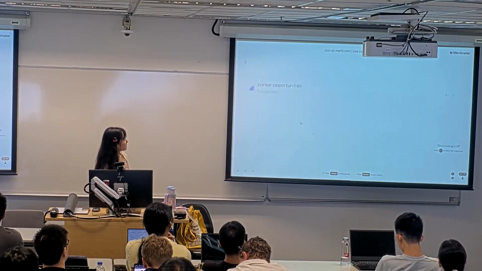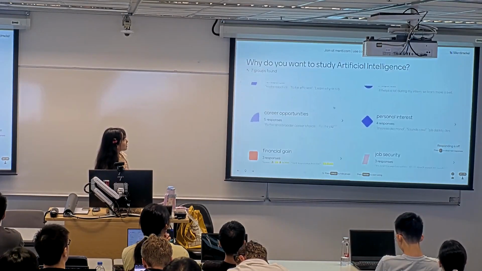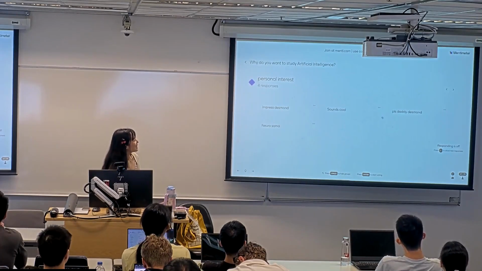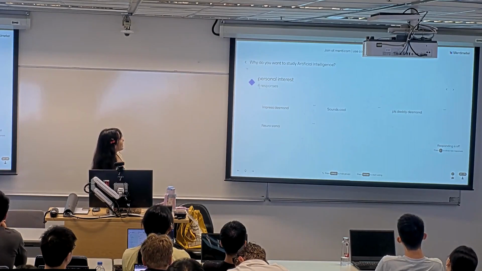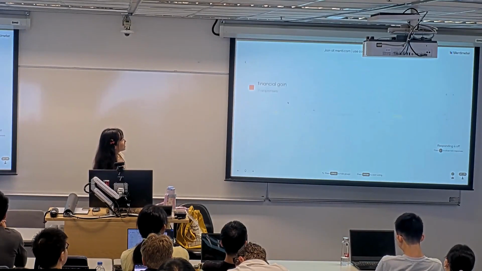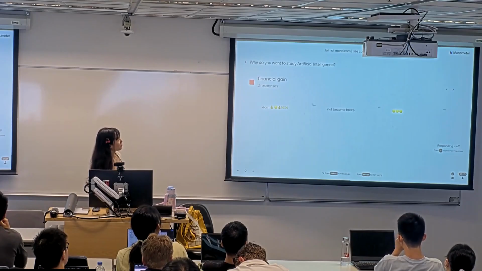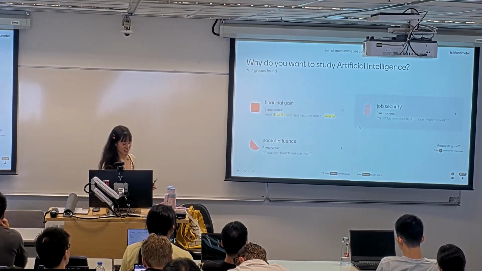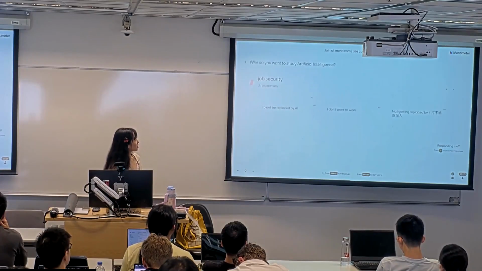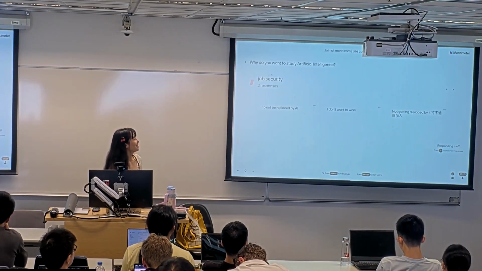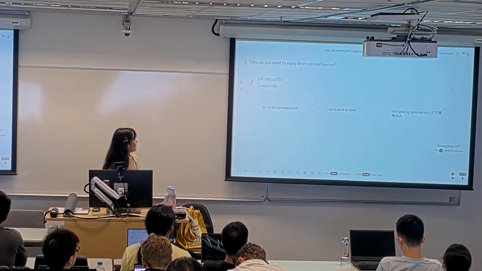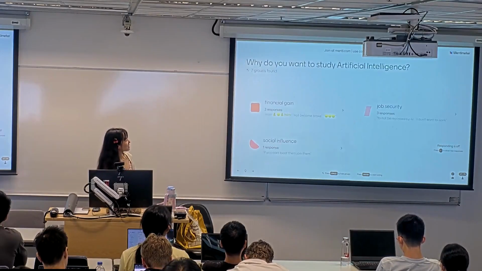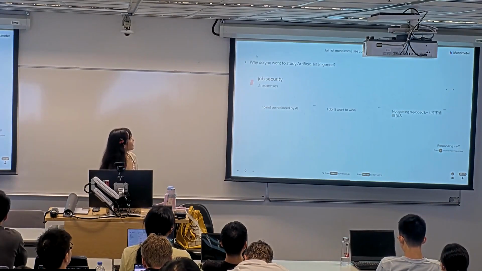Career opportunities. Okay, we have personal interest. Financial gain, earn money, not become broke. Okay, earn money, yes. I think all the career fields nowadays really need AI, and job security. Okay. Social influence, if you can't beat them, join them. Yeah, I think this is the same as this one. All right.